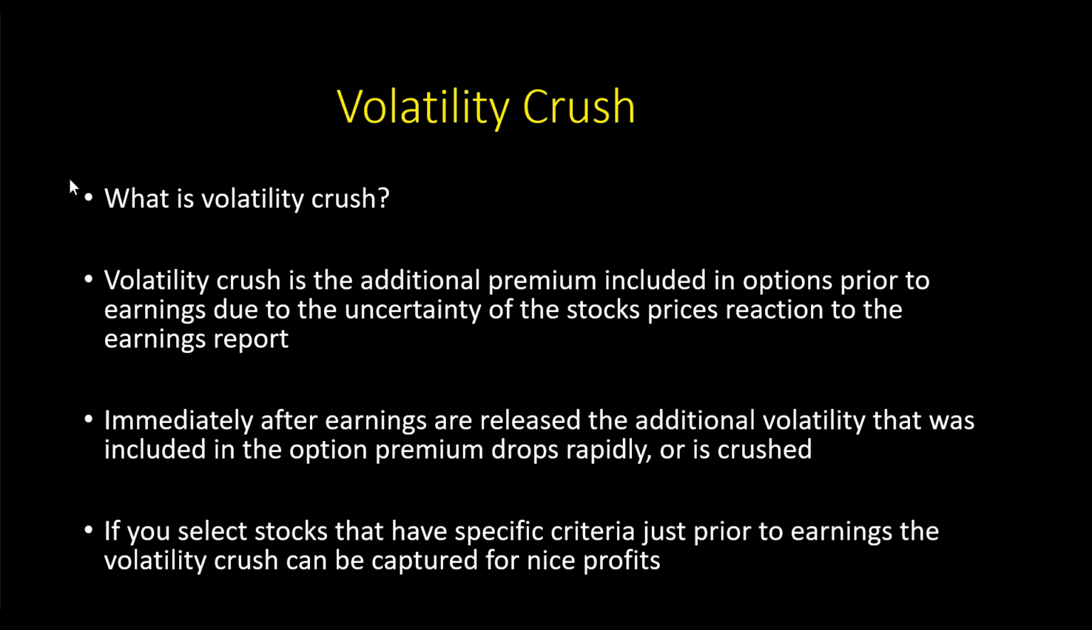All right, so again, let's just make sure we understand what volatility crush is. The volatility crush is the additional premium that was included in the options prior to earnings due to the uncertainty of the stock price's reaction to the earnings report. Not the earnings report itself, but the uncertainty of the stock price reaction to it. Immediately after earnings are released, the additional volatility that was included in the option premium drops rapidly or is crushed. Again, that's what we're harvesting. If you select stocks that have a specific criteria just prior to earnings, the volatility crush can be captured for nice profits. Okay, and I'm going to go over the specific criteria now.